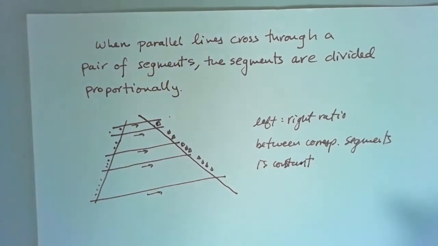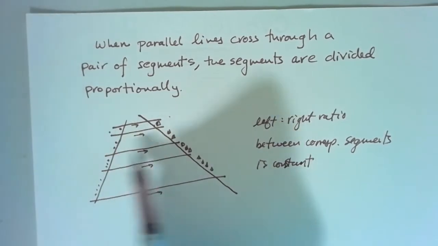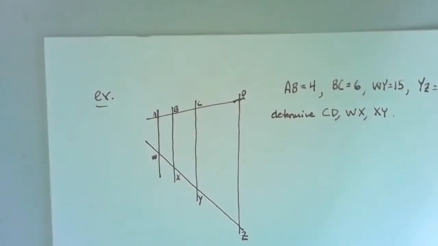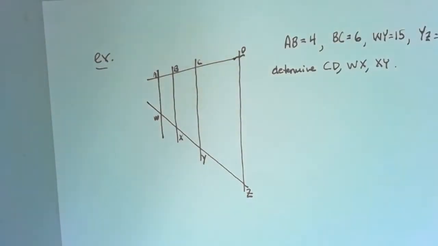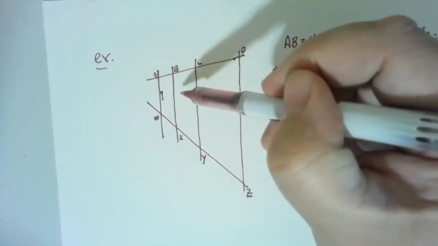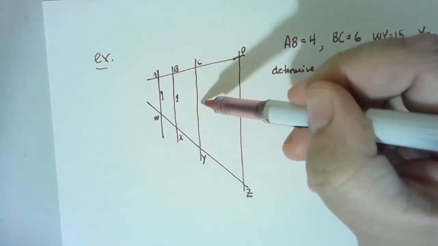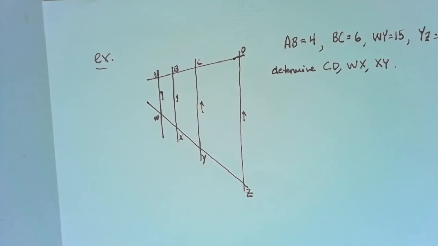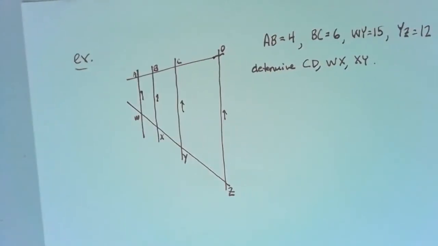So we can use these proportionalities to find missing segment lengths. Let me show you an example, and hopefully it will make things clear how we do this in practice. I put the figure on its side just so we get used to things being different. In this picture, all of these lines are parallel: AW, BX, CY, DZ. All these are parallel, so we're going to be able to use the train tracks theorem here.